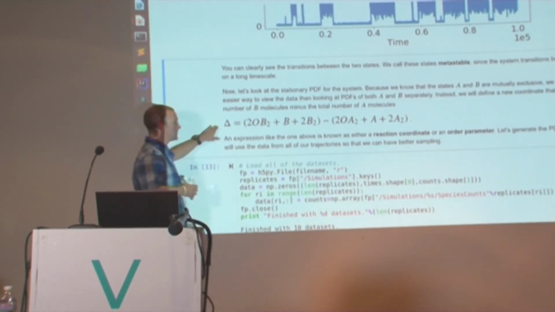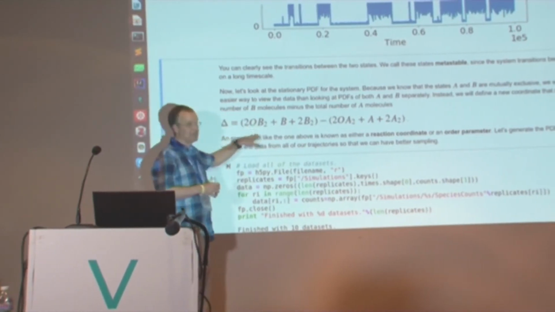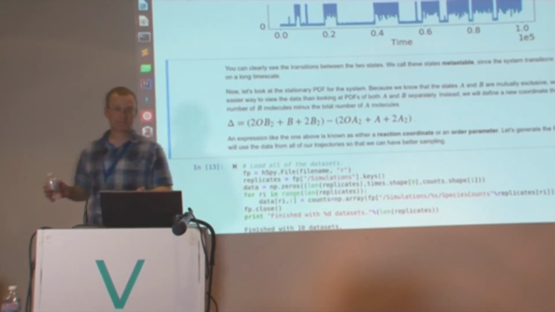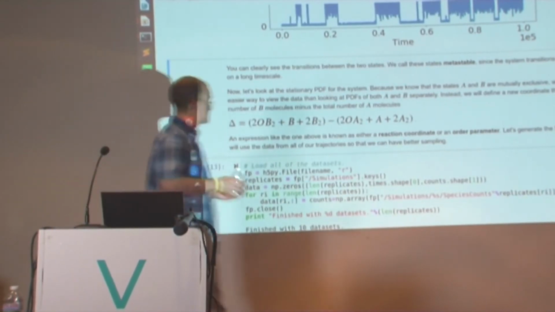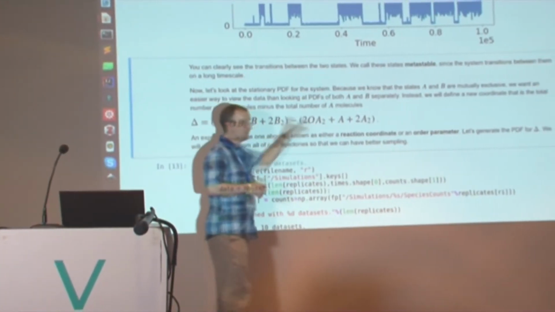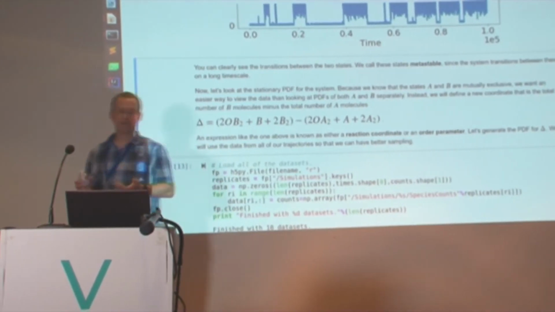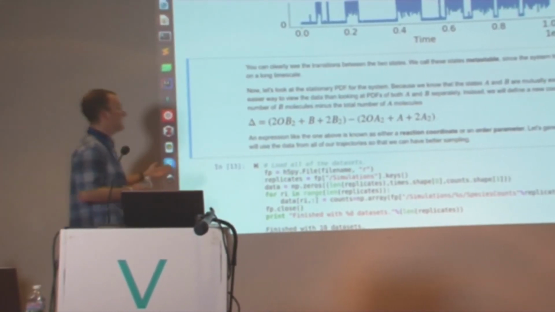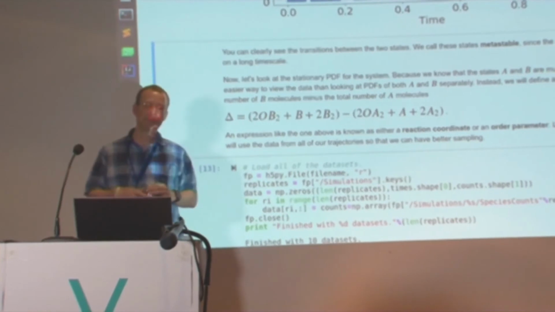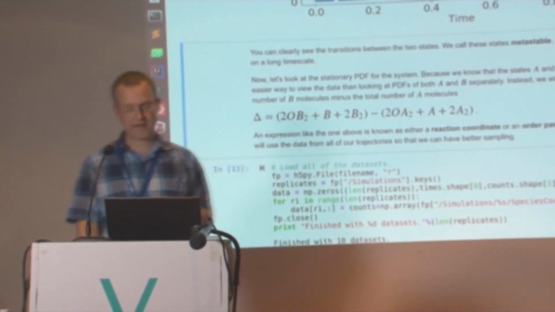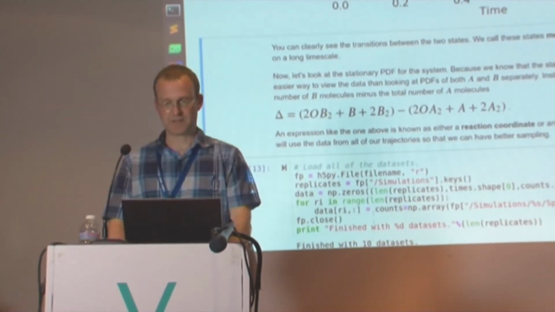So we're going to define an order parameter that's going to be, say, the sum of all the B molecules in the system minus the sum of all the A molecules. So if we're in a high A and low B, this should be negative. If we're in a high B and a low A, it should be positive. And that'll allow us to more easily look at the transitions.